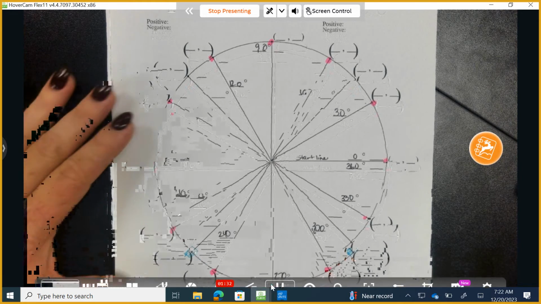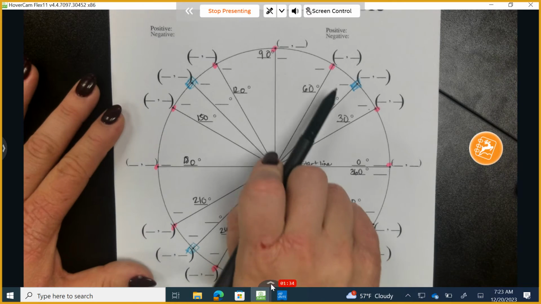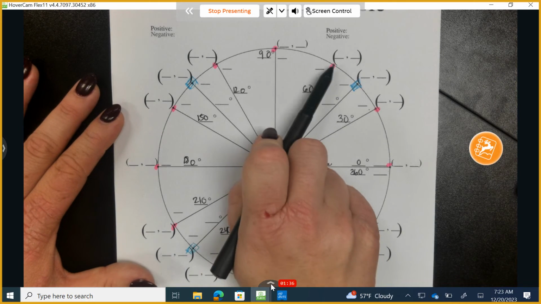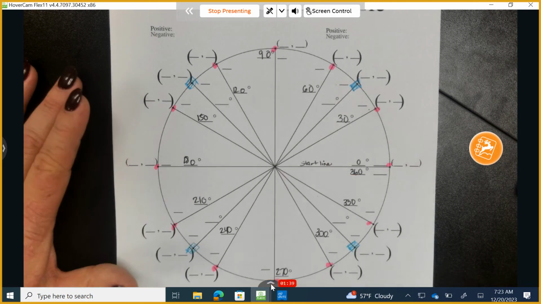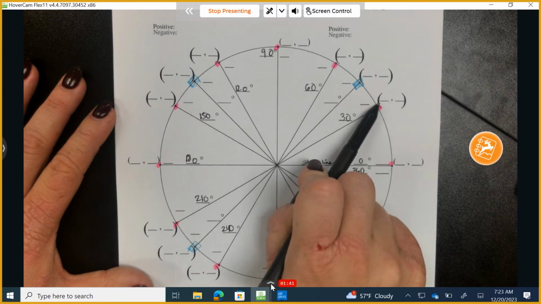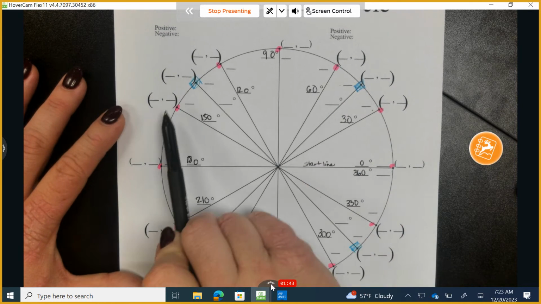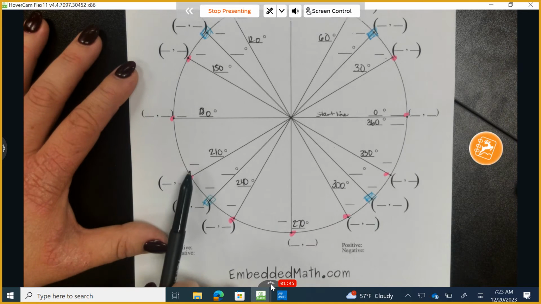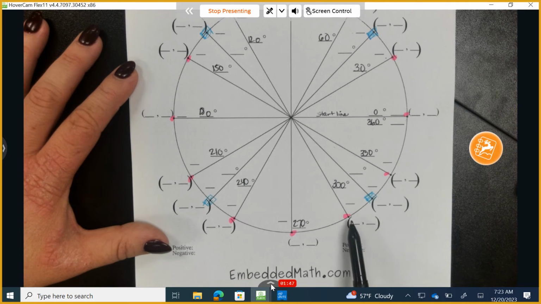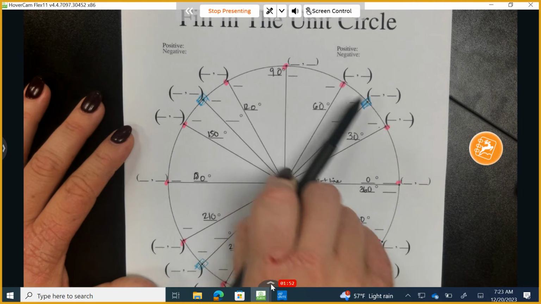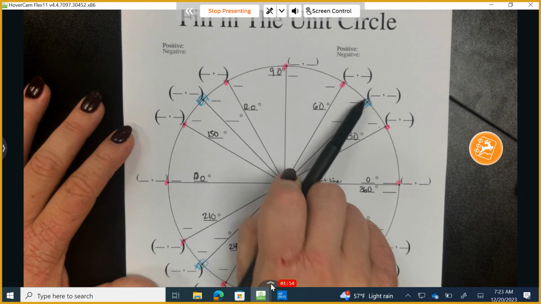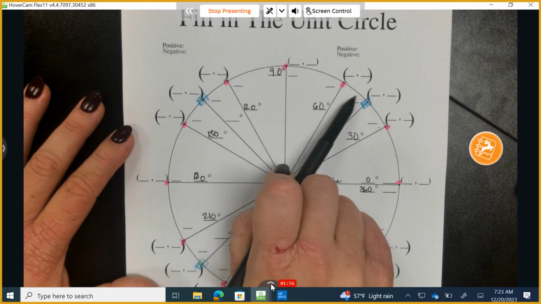I'm going to finish off doing the degrees. So notice that this point is directly in between 30 and 60. Well, the difference between 30 and 60 is 30, just like the difference between 120 and 150 is 30. Between 210 and 240 is 30, and between 300 and 330 is 30. So if the difference is 30 and it's halfway in between, that means it's 15 above or 15 below.